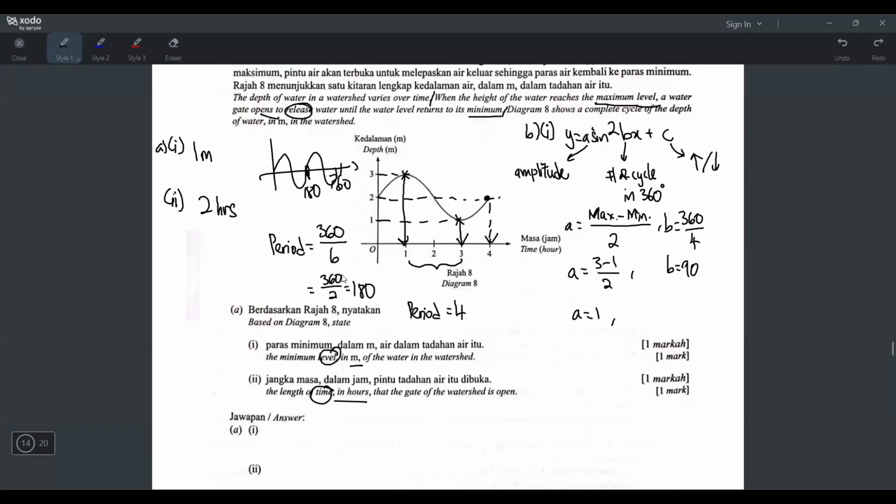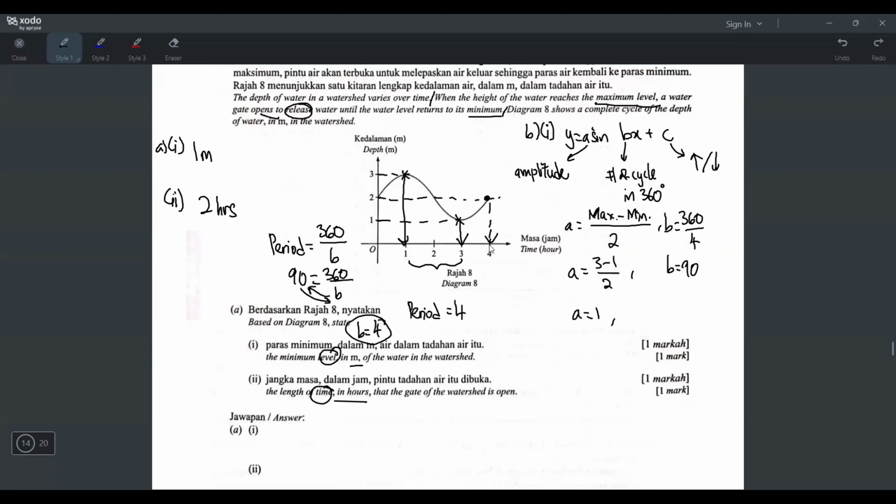But for this case, the period is 90, right? So the 90 I have to put here, and I'm trying to find B. So actually you can move this up and move this down. They can swap places: divide becomes multiply, multiply becomes divide. So your B will be 360 divided by 90, which is 4. That is why the B is 4.